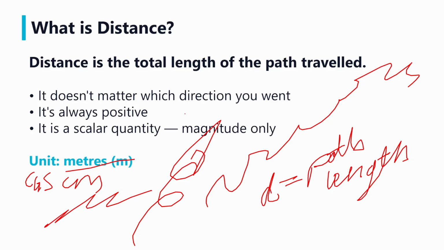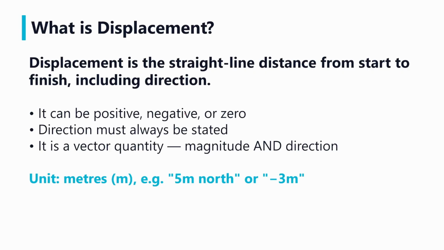But now let's talk about displacement. Displacement is how far you are from where you started, measured in a straight line. And it includes direction. So displacement is a vector. It has both magnitude and direction. So here's a clear example. You walk 5 meters to your right and then 3 meters back to the left. Your distance, that's 8 meters. You walk 8 meters. But your displacement, that's just 2, because you're 2 meters away from where you started in a rightward direction.